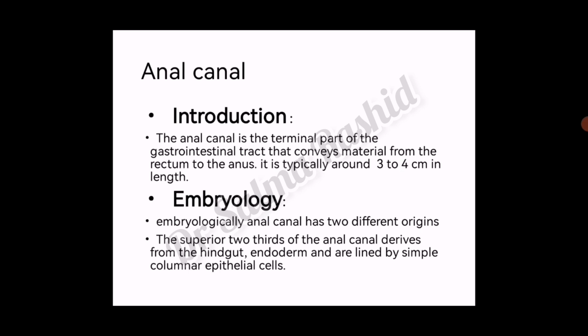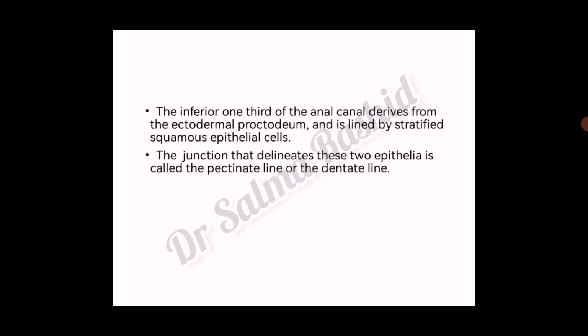Embryologically, the anal canal has two different origins. The superior two-thirds of the anal canal derives from the hindgut endoderm and is lined by simple columnar epithelial cells. The inferior one-third derives from the ectodermal proctodeum and is lined by stratified squamous epithelium. The junction that delineates these two epithelia is called the pectinate line or the dentate line.